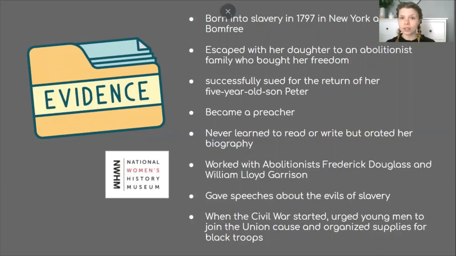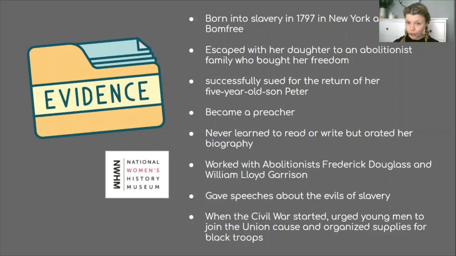She was born into slavery in 1797 in New York as Isabella Baumfree. She later changes her name. She escaped with her daughter to an abolitionist family who ended up buying her freedom. Once they buy her freedom, she successfully sues for the return of her other child, her 5-year-old son, Peter.